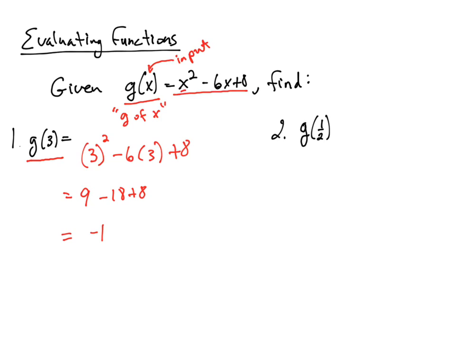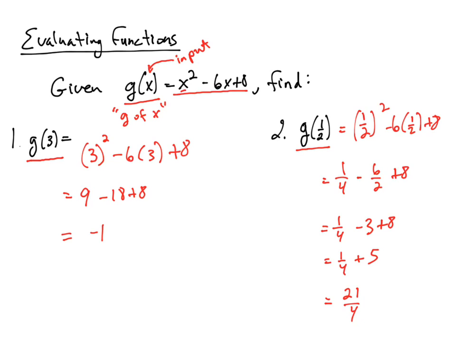Let's do the same thing with the next one. We have the function g. We're going to input 1/2. So we would have 1/2 squared minus 6 times 1/2 plus 8, and then simplifying down, and we end up with 21/4.